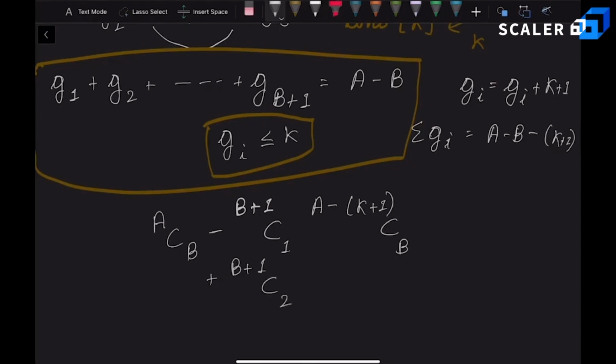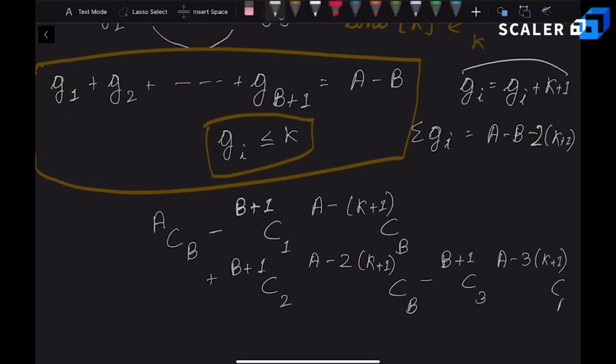And now using similar observation, this will be a - b - 2 into (k + 1), because we will assign this to 2 gi's. And we have C(b + 1, 2) ways to select those 2 indices. So this will be C(a - 2(k + 1), b). And now we'll subtract sequences where we have 3 gi's greater than k. So this will be C(b + 1, 3) into C(a - 3(k + 1), b), and so on.